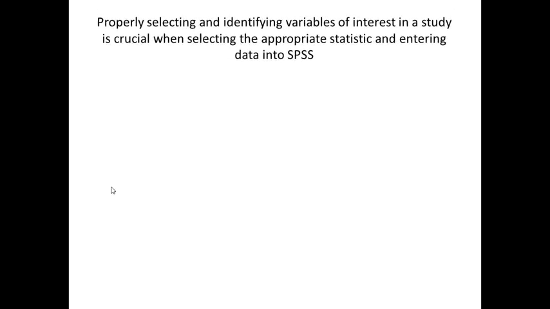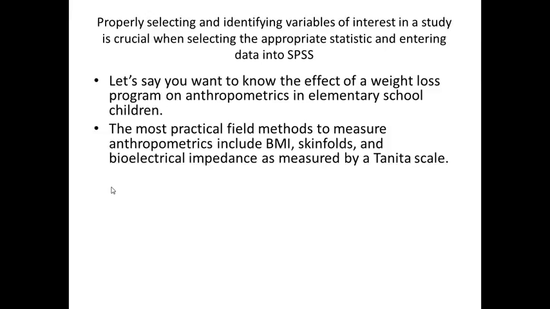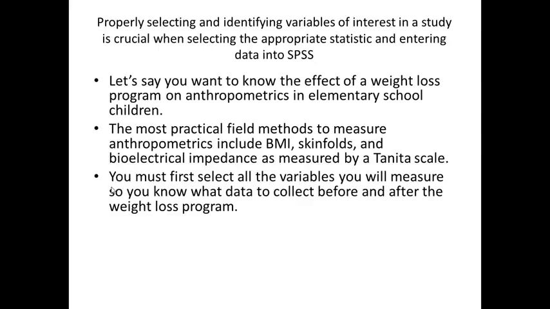Properly selecting and identifying variables of interest in a study is crucial when selecting the appropriate statistic and entering the data into SPSS. Let's say you want to know the effect of a weight loss program on anthropometrics in elementary school children. The most practical field methods to measure anthropometrics include BMI, skin folds, and bioelectrical impedance as measured by a Tanita scale. You must first select all the variables that you'll measure so you'll know what data to collect before and after the weight loss program.